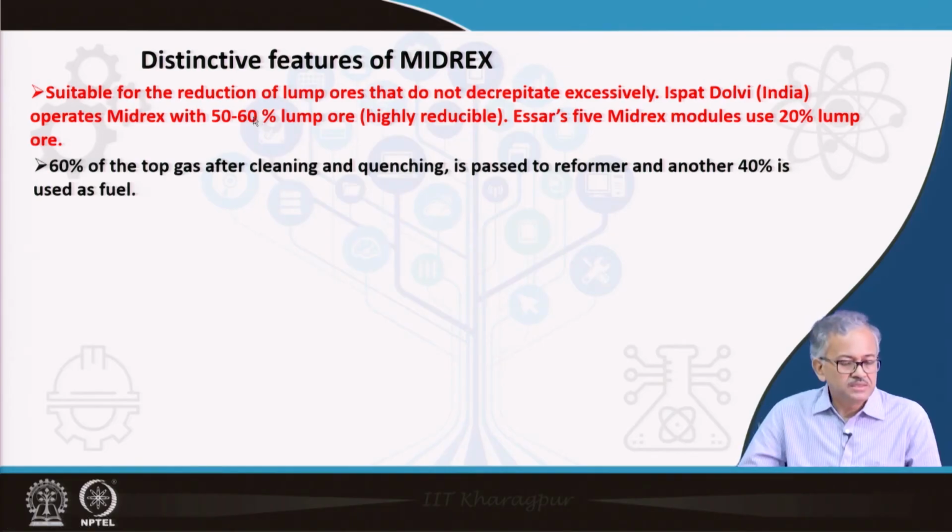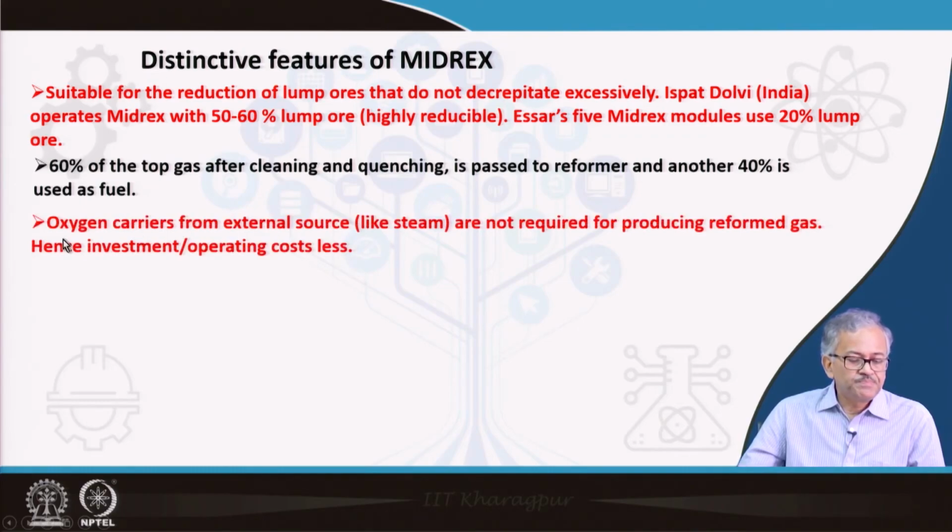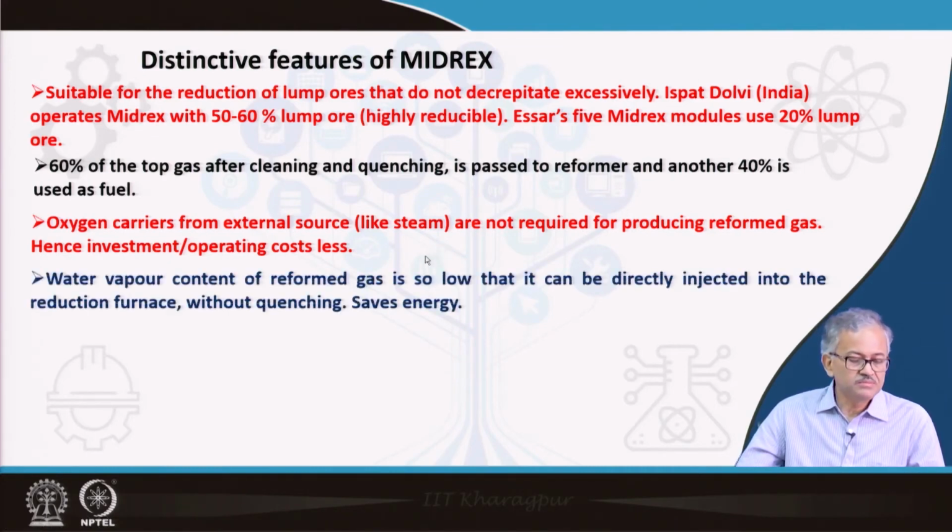GSW. As I said, 60% of the top gas after cleaning and quenching is passed to the reformer, and another 40% is used as a fuel for heating the reformer. Okay. So oxygen carriers from an external source like steam are not required here. Hence investment or operating costs are less.